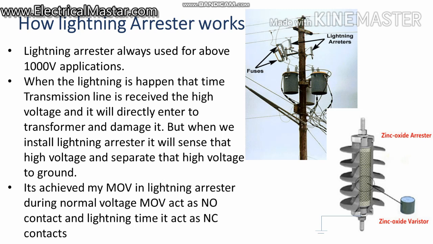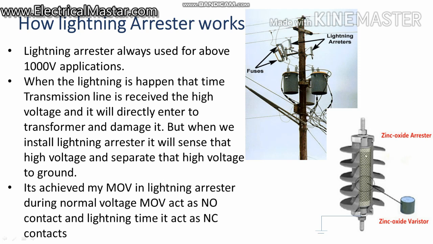Okay, how can we avoid these things? We introduce the lightning arrestor. It is connected in between the transmission line and the transformer. If the line is carrying high voltage, the lightning arrestor will sense that high voltage and take it to the ground. See this picture, this is the lightning arrestor. It has two ends, as I already told: one is the high voltage end, another one is the low voltage end, or grounded.